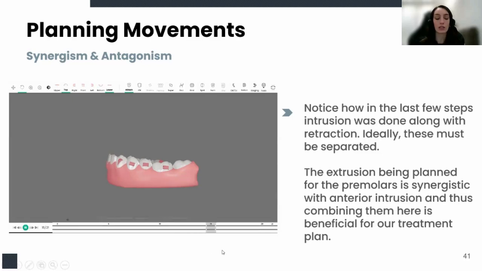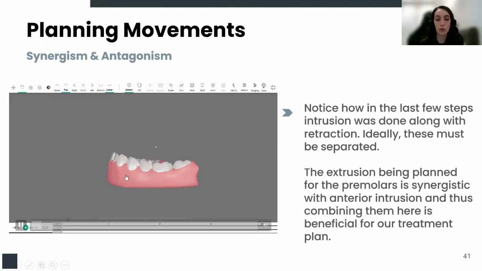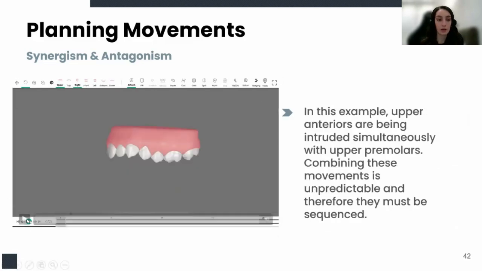And again, we already said this is because whenever I want to, so for example, okay, so this is the upper arch. If I want to extrude my posterior segment, the upper segment will already have some intrusion happen counteractively. So it is recommended to combine these two together. So we're planning the intrusion while the extrusion on the premolars is happening. This is another example.